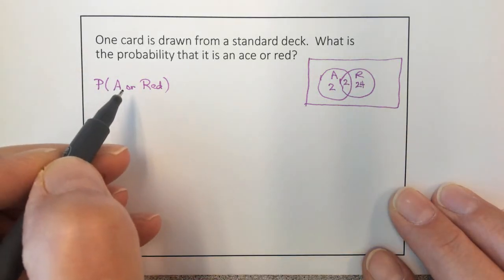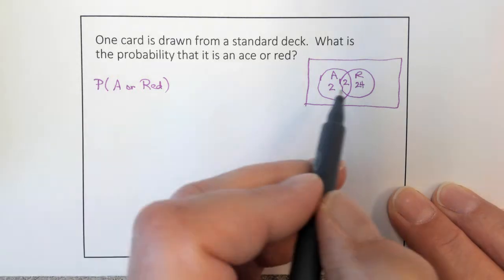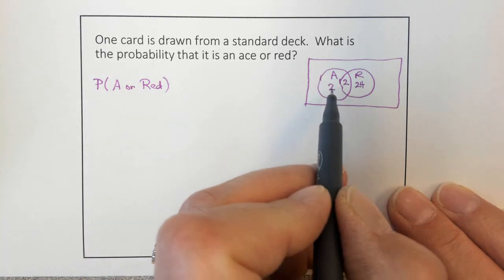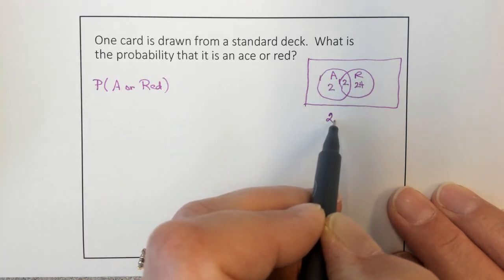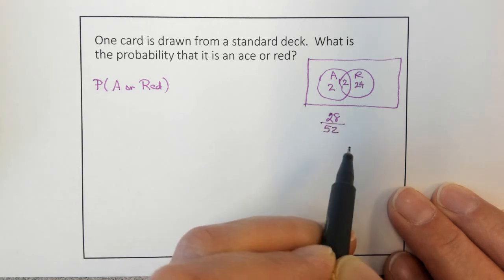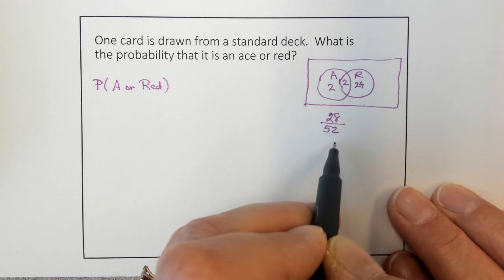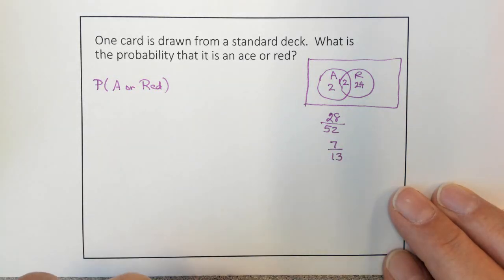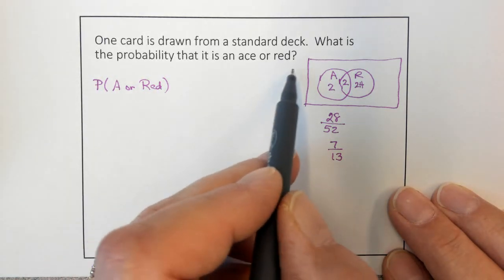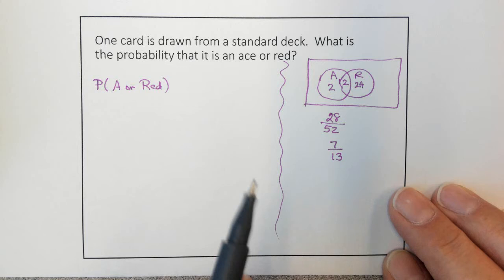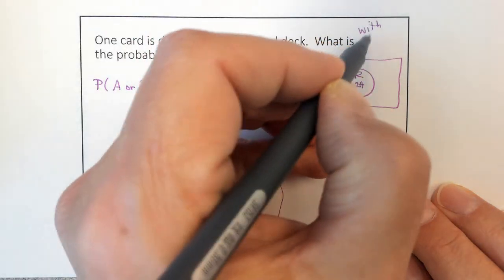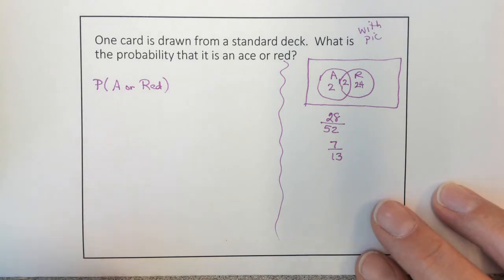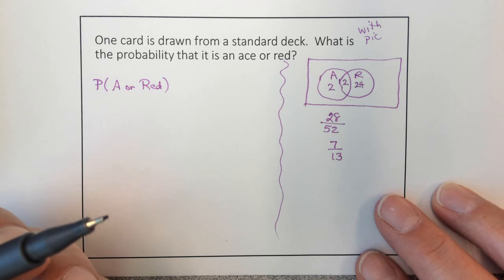So probability of an ace or a red. You could add these 3 together and get 2 plus 2 is 4 plus 24 is 28 out of the 52 cards. And 28 out of 52 is 7 out of 13. Or you can write that as a decimal if you prefer. So you could do it with the Venn diagram, with a picture. If you use the formula, and some of you will prefer the formula, some of you will prefer the picture, I don't care which one you use, okay?